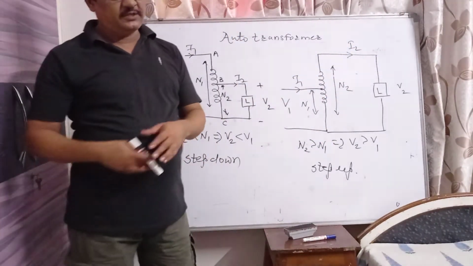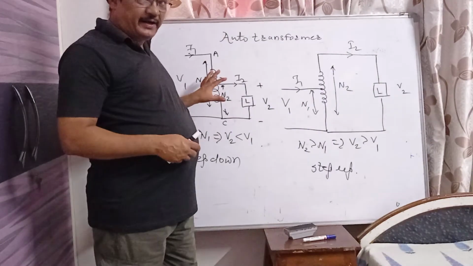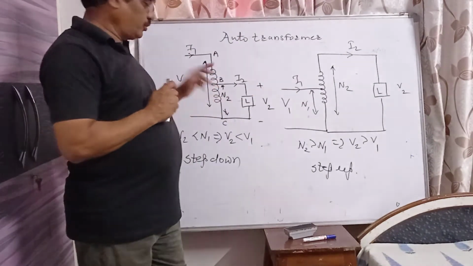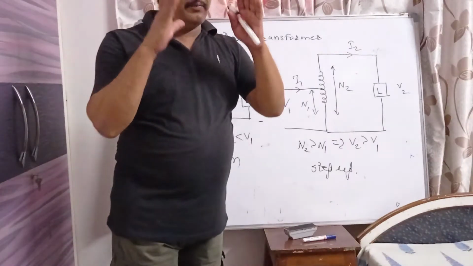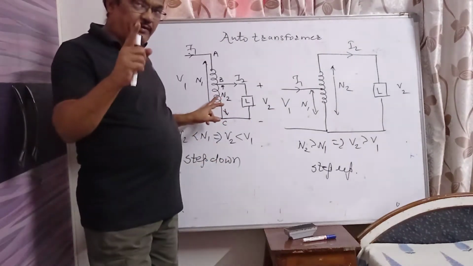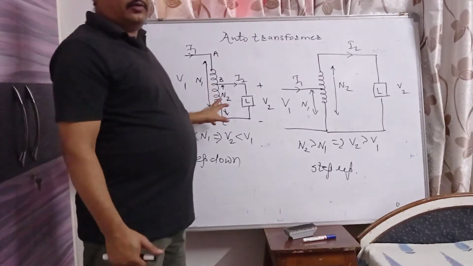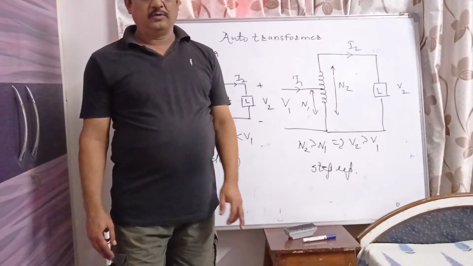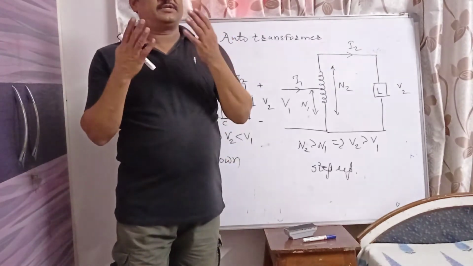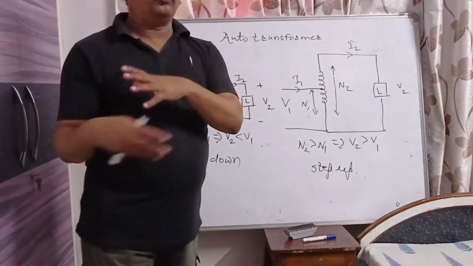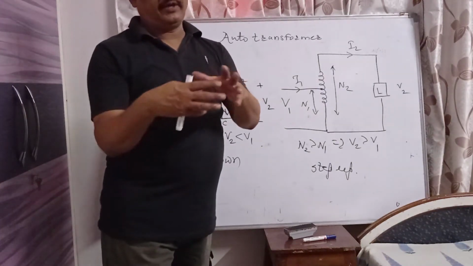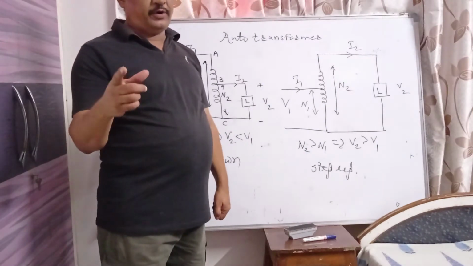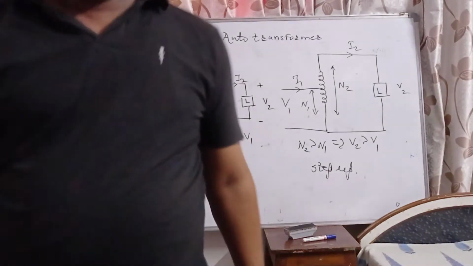Next, since it uses only one winding, whereas in a two winding transformer there were two windings. Here it is only one winding, and winding is made up of copper. So since it uses only one winding, the amount of copper required for an auto transformer is less than the amount of copper required for a two winding transformer. What amount of copper is saved, we have to prove by deriving an expression. So, amount of copper saved in auto transformer.